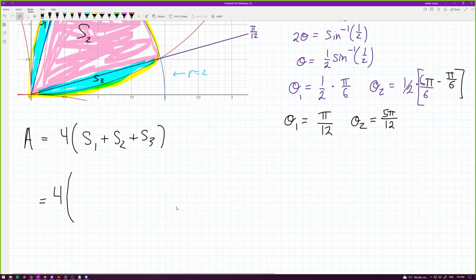S1, well, let's start with S2. S2 is a little bit of the easier one. So let me just break it up into different steps here. So S1 will be there. S2, let's do that next.